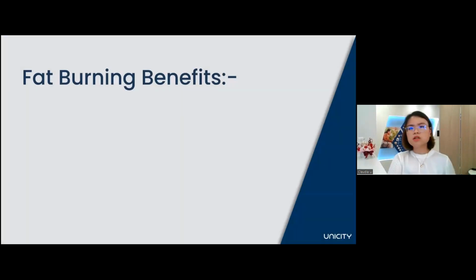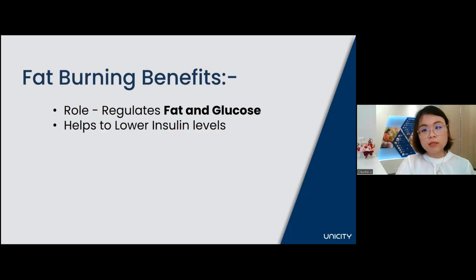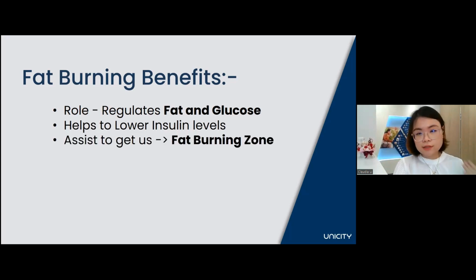Right? So on top of all those great mental and mood boosting benefits, it also helps to increase our fat burning capacity. So it helps to regulate fat and glucose. It also has this regulatory role in the sugar and fat dynamic in the body. It also helps to lower insulin levels. All right, it has its own mechanism to do that. It assists to get us into the fat burning zone.